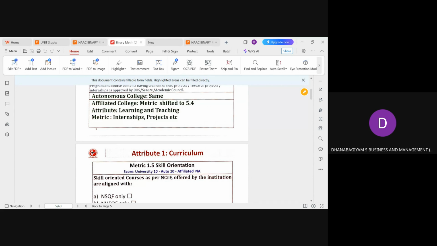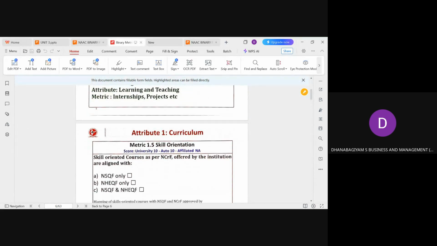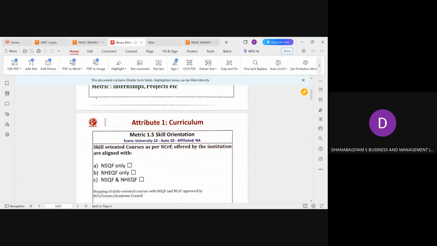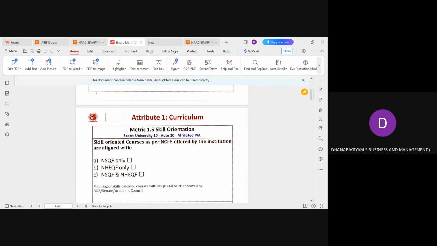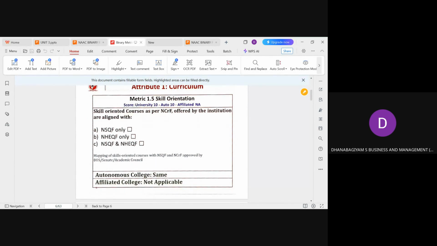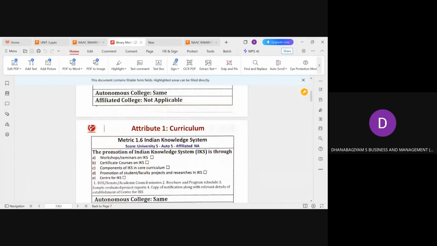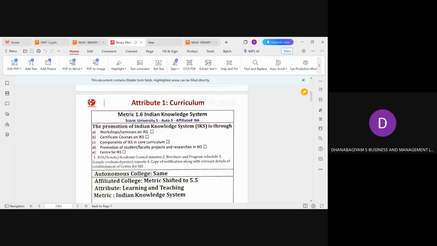Under attribute 1, in metric 1.5, we have skill-oriented courses. Skill-oriented courses in the sense, as I was talking about the incubation center, we can have some MOU with any of the industries. With those industries, we can have some tie-up and frequently send our students to gain some internship. Likewise, the new attributes have a different set of metrics.